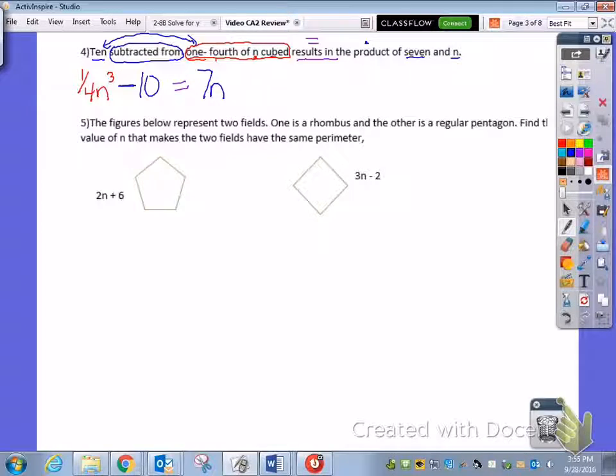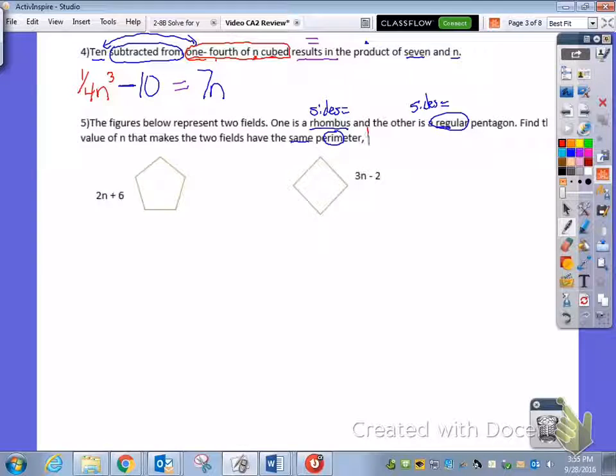Number 5, figures below represent 2 fields. One is a rhombus. Rhombus, all sides are equal. Okay, so all the sides are the same. And the other is a regular pentagon. Regular means that the sides are equal. Okay, that's what regular means. Find the value of n that makes the 2 fields have the same perimeter.